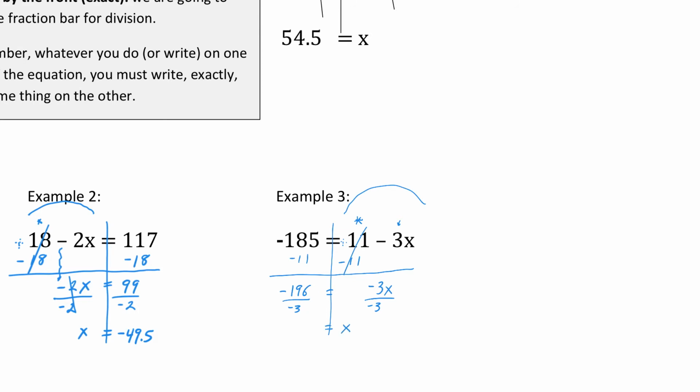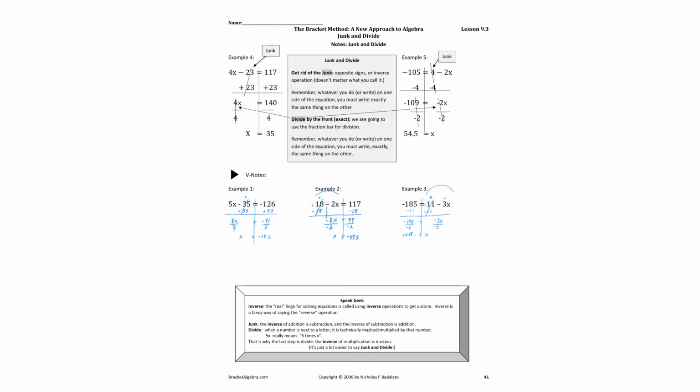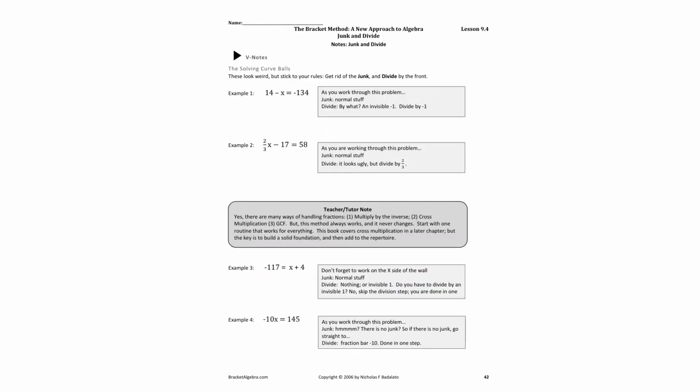And I'm getting 65.3 repeating. Okay, so again, this is it. The rules are straightforward. Don't make it more than it is. Junk and divide. This next page deals with what we call curveballs. They look a little strange, but if you stick to your rules, everything works out.